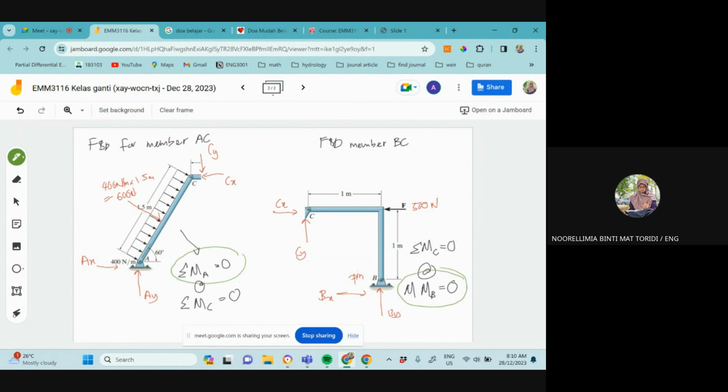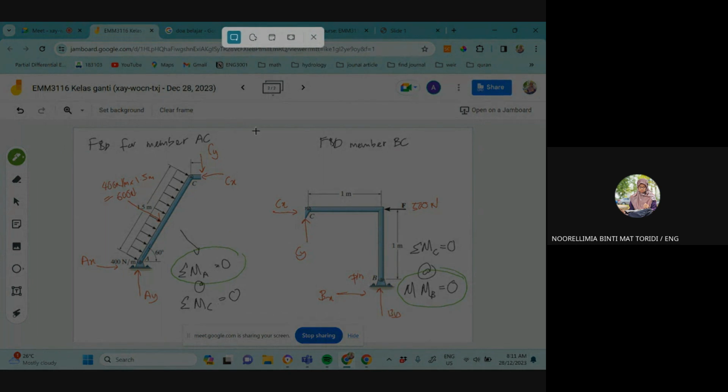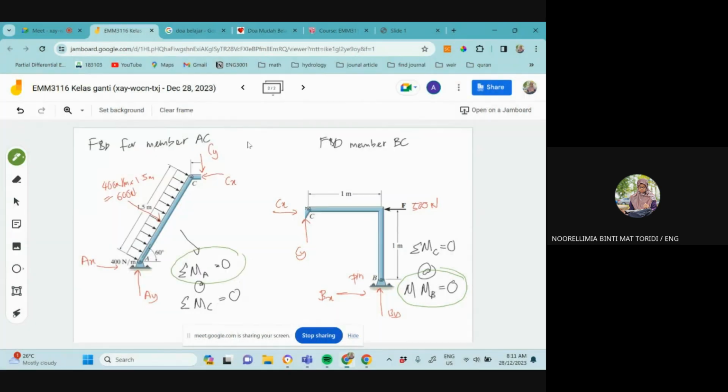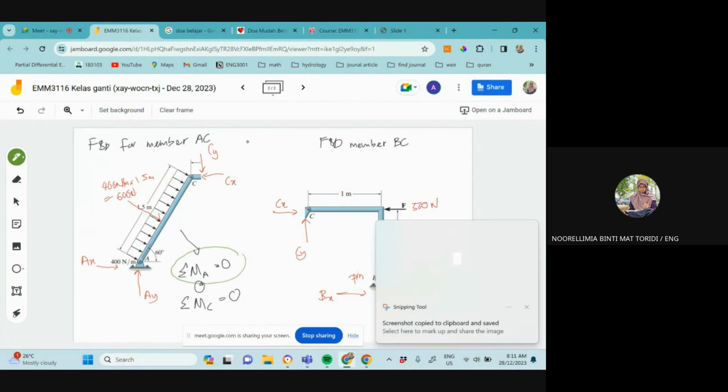Okay, now what we have to do is find the moment. So let's say we find it first for member AC. Okay, mana saya nampak ni? Okay.